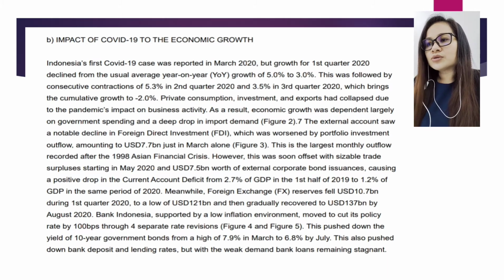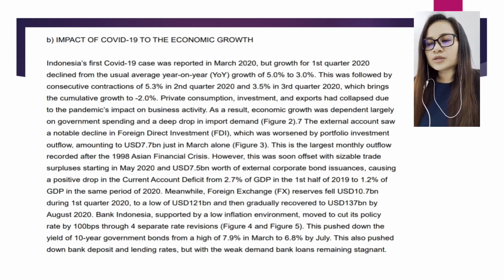However, this was soon offset with sizable trade surpluses starting in May 2020 and USD 7.5 billion worth of external corporate bond issuance, causing a positive drop in the current account deficit from 2.7% of GDP in the first half of 2019 to 1.2% of GDP in the same period of 2020. Meanwhile, foreign exchange reserves fell USD 10.7 billion during first quarter 2020 to a low of USD 121 billion and then gradually recovered to USD 137 billion by August 2020.